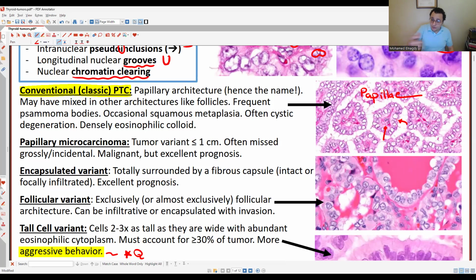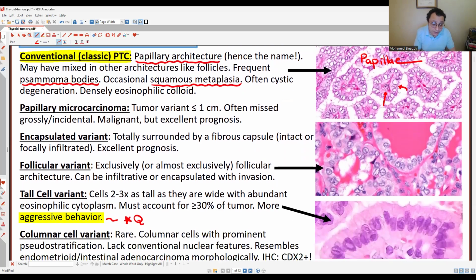You sometimes face this type as a diagnosis question. Sometimes you might see some occasional squamous metaplasia. It's okay, as long as you see the papillary architecture here and you see the lining cells which have papillary nuclear features. You might see some psammoma bodies, of course, because this is papillary thyroid cancer. So it has psammoma bodies.